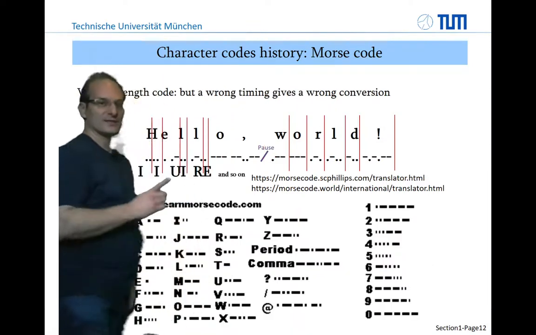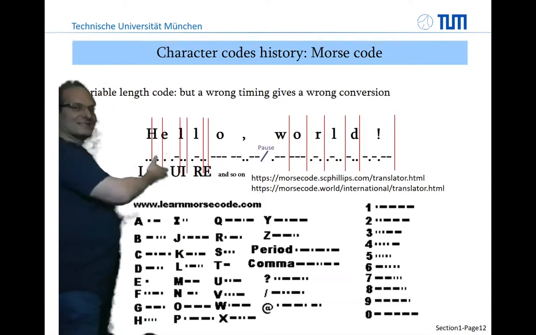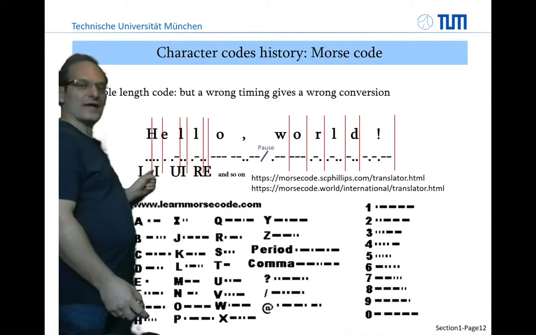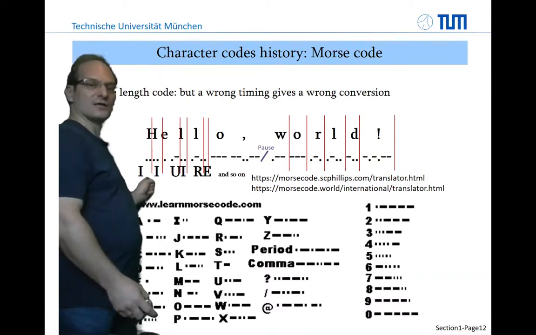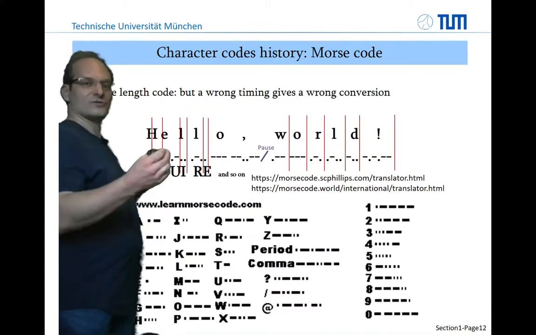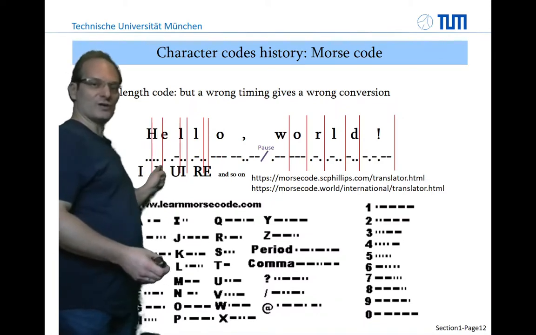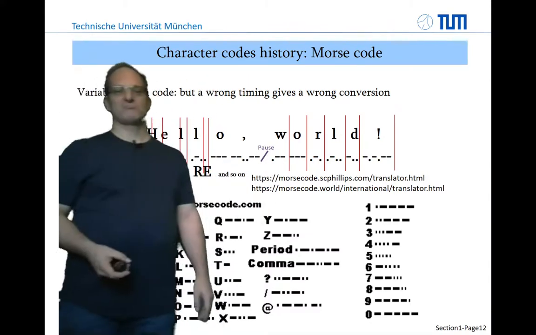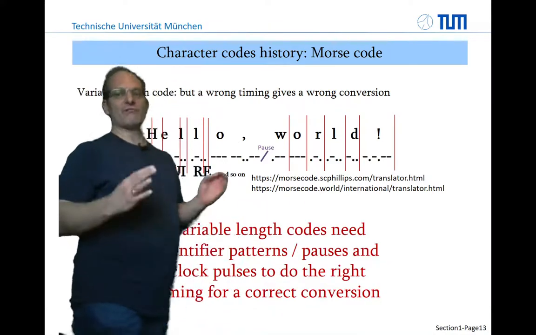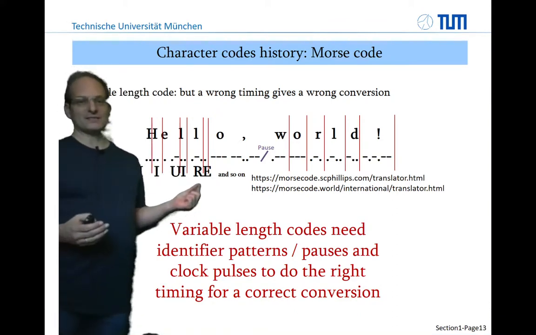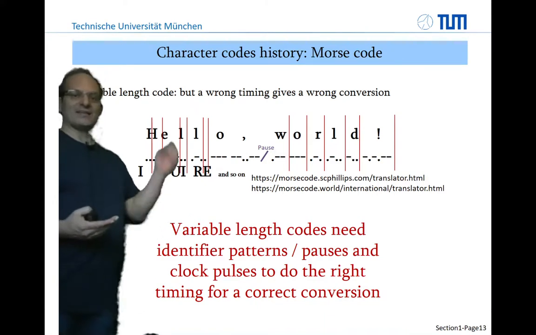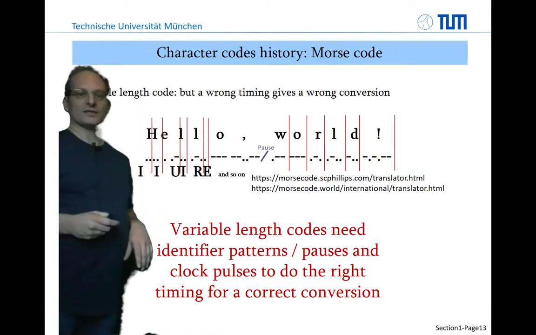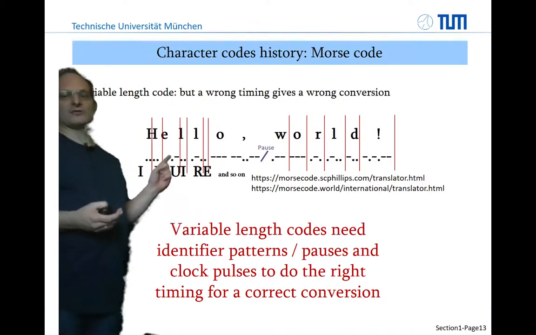But the problem is, if you don't hear exactly the separation, then you have the problem that you make a wrong connection or combination. For example, the H has four dots, and if for example a small pause is in between, then you would hear two I's, and so on. So it might happen that you get a completely distorted message. Therefore, variable length codes need identifier patterns, in our case for the Morse code pauses, and they need clock pulses. So a good Morse code sender has a specific clock rate so that it's easy to interpret and to get a correct conversion.